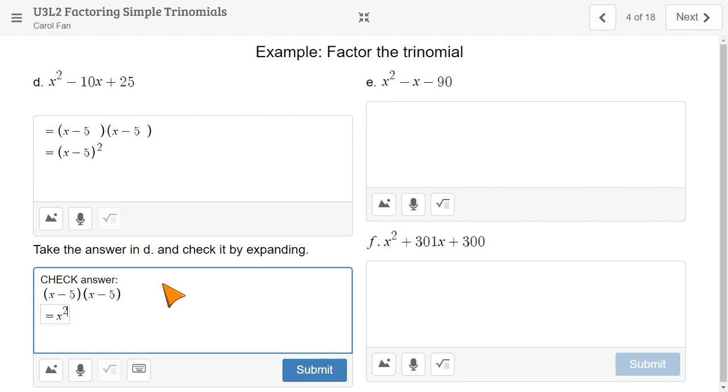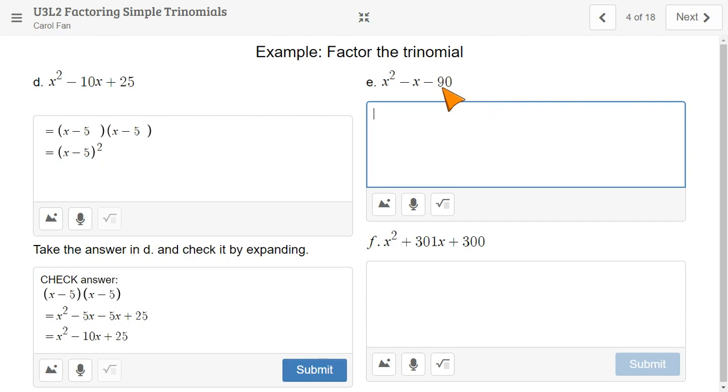So we have x squared minus 5x minus 5x plus 25, x squared minus 10x plus 25. This is exactly the same as the original trinomial that I had. So I know that my answer of x minus 5 all squared is correct.